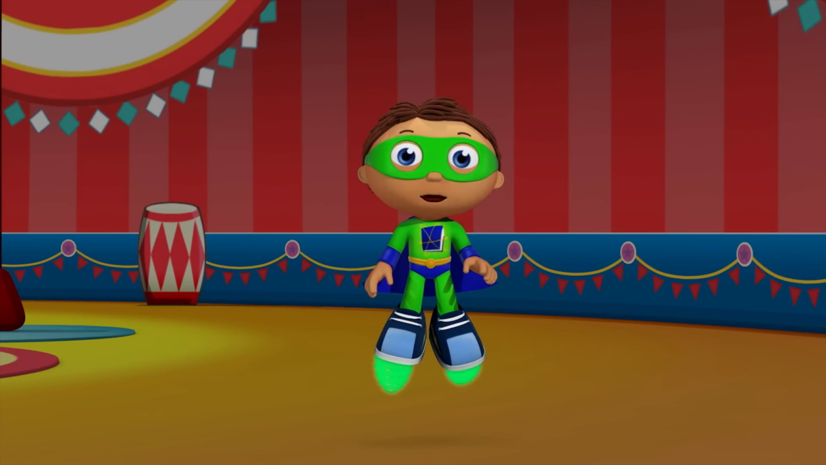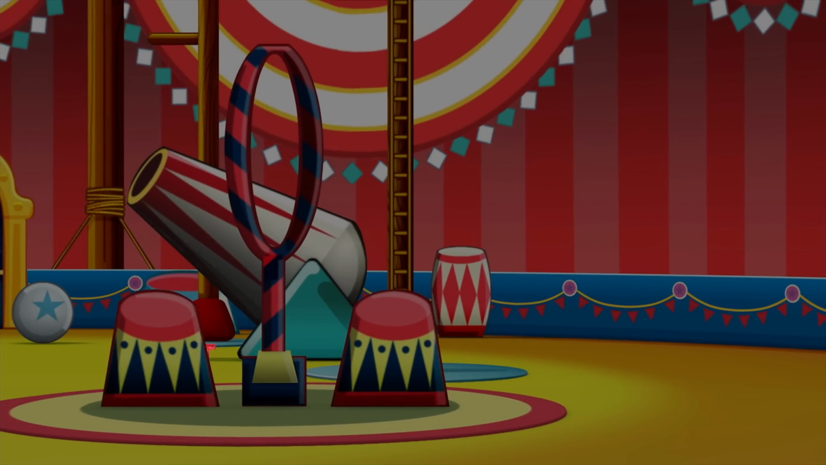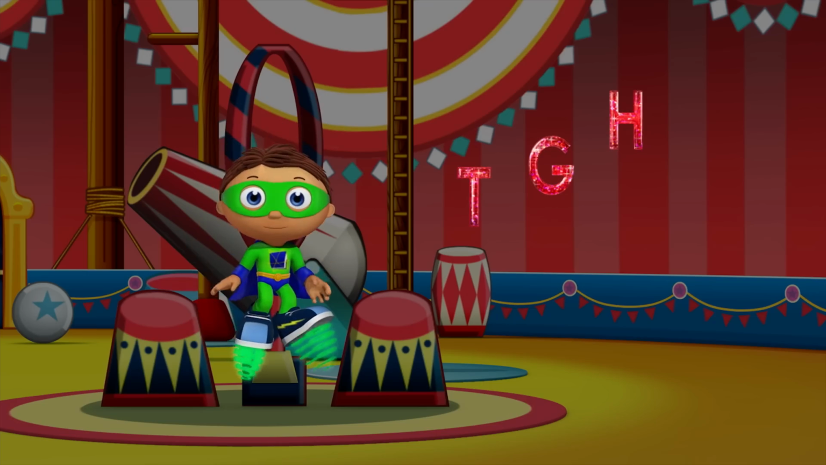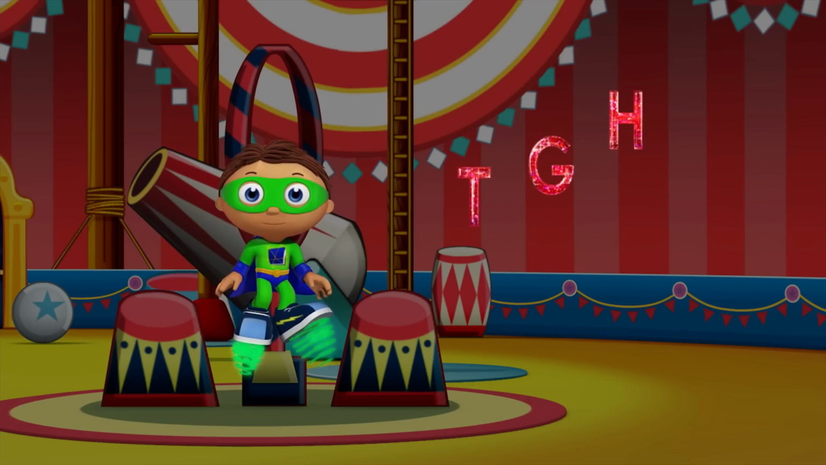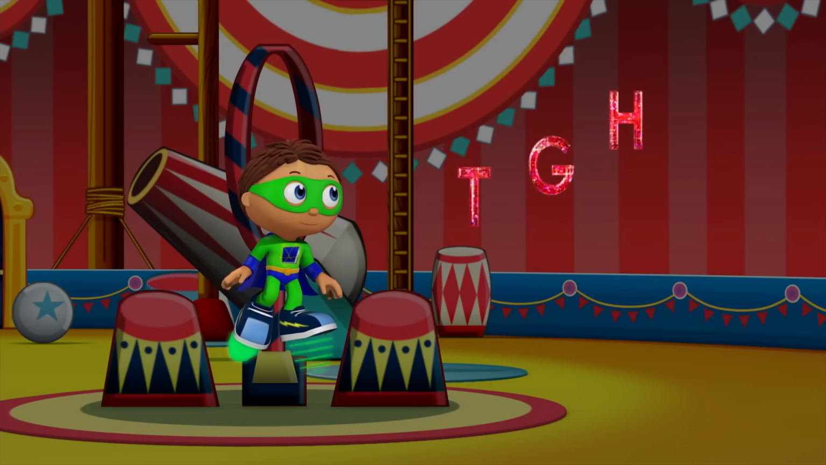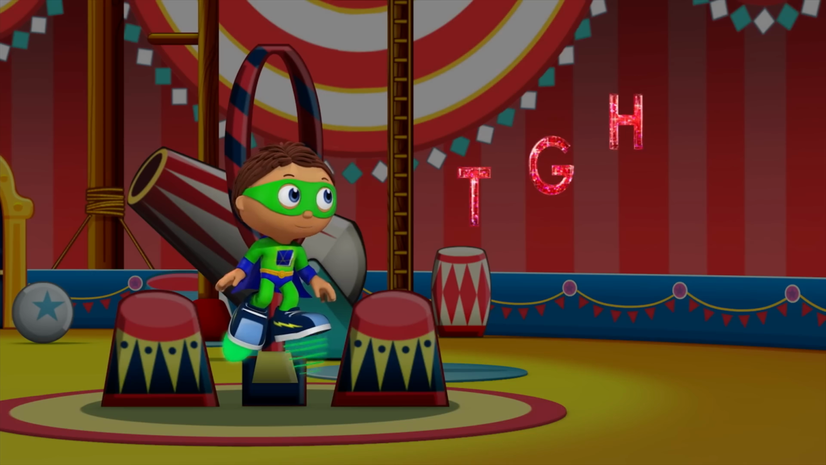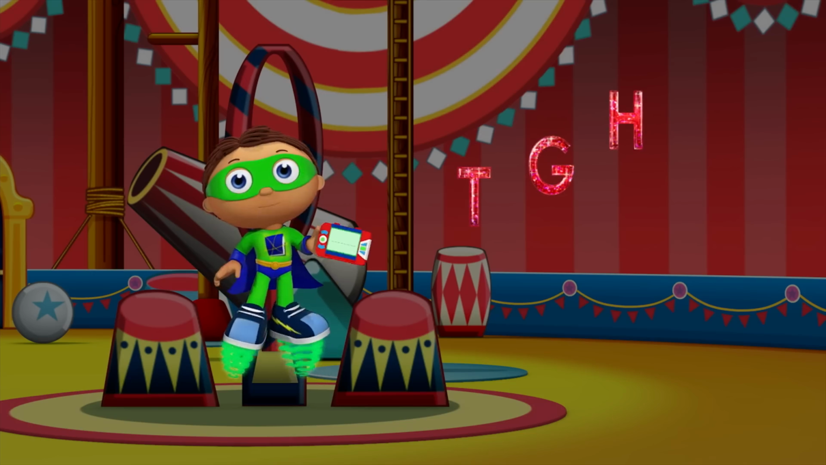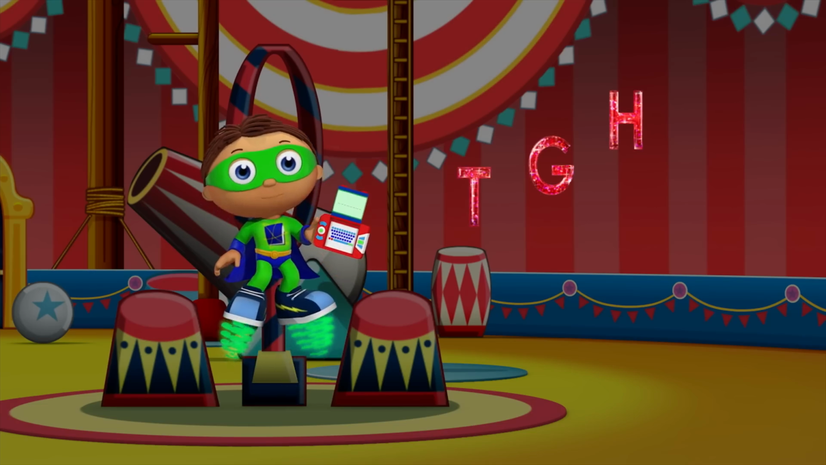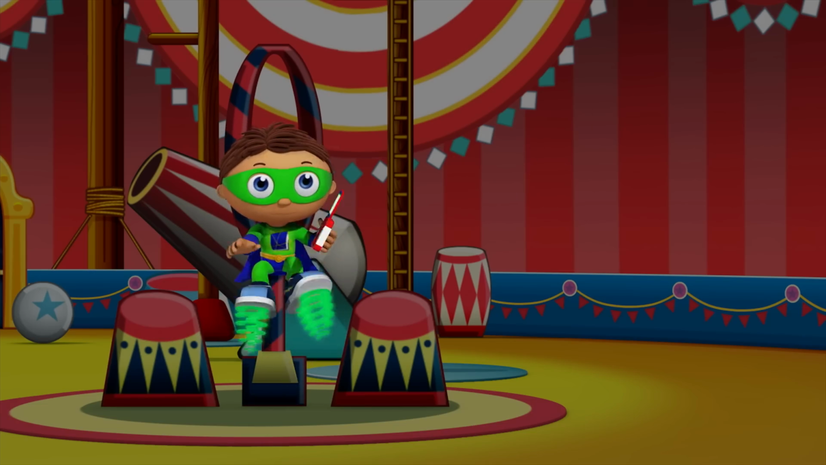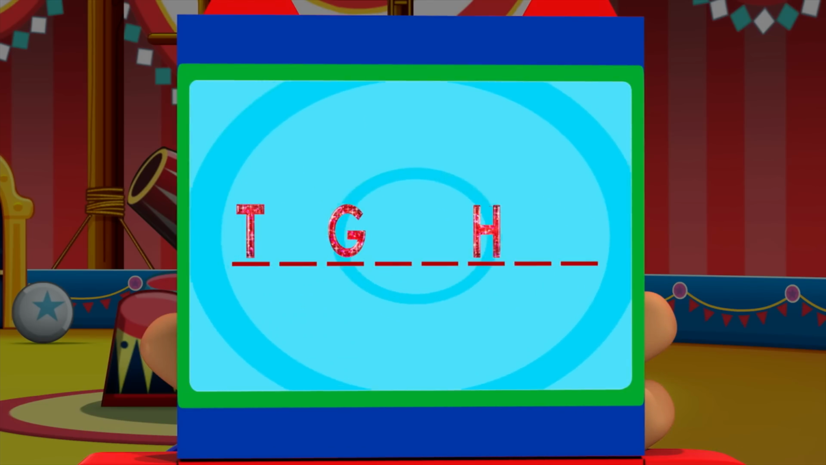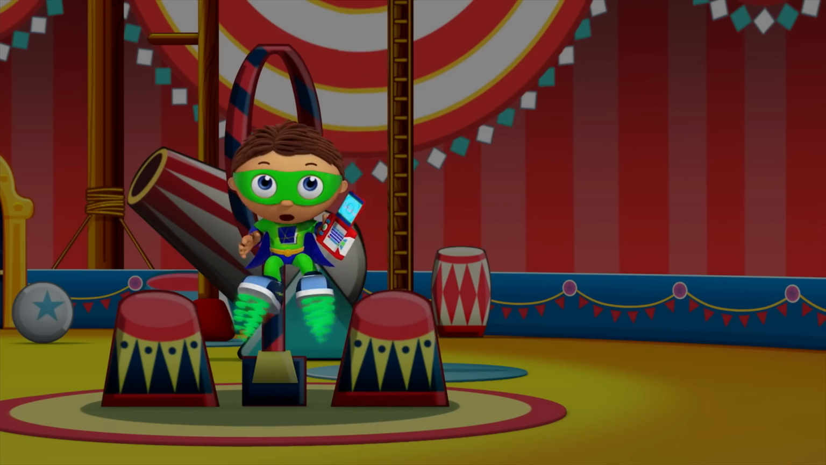Don't forget to look for super letters. You see super letters? Which ones? T, G, H. T, G, H. Oh, yeah. Now we need to put them into our super duper computer! 5 more super letters, and then we'll get our super story answer. Super job, super readers.